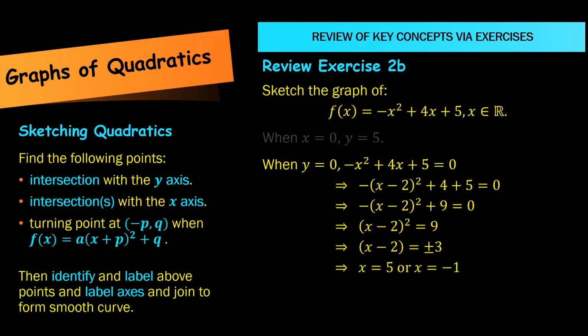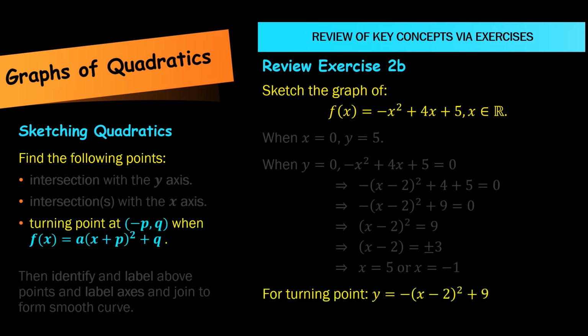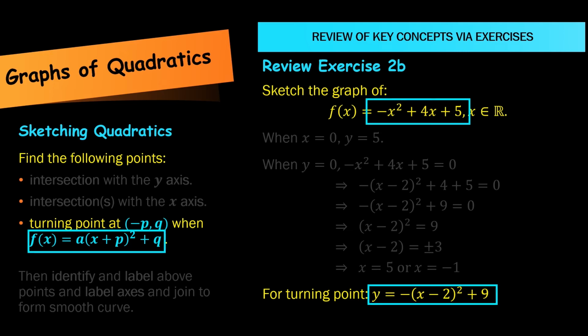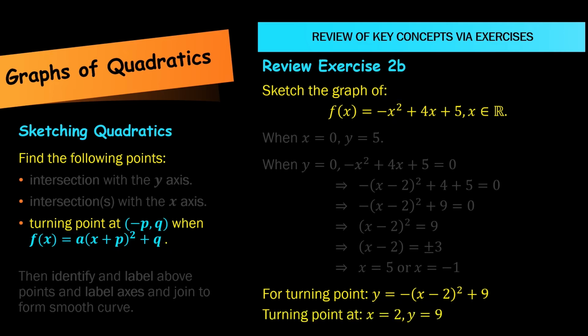And finally, for the turning point, we can express y as minus x minus 2 all squared plus 9 using the completing the square method. This gives us that the turning point is equal to 2, 9, as shown.